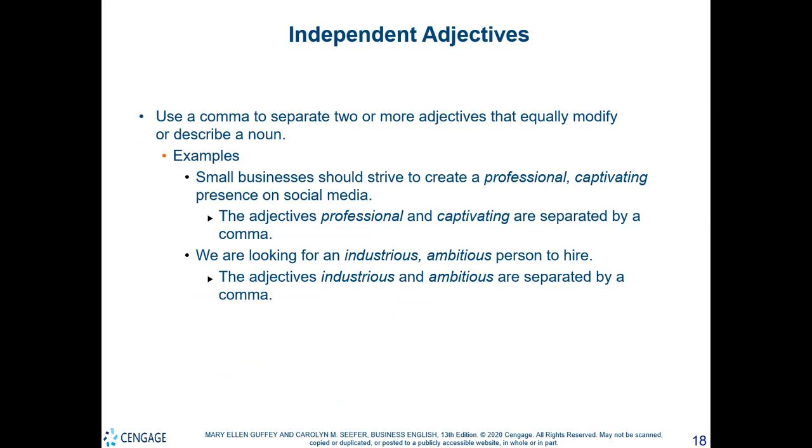Examples: Small businesses should strive to create a professional, captivating presence on social media. The adjectives professional and captivating are separated by a comma. We are looking for an industrious, ambitious person to hire. The adjectives industrious and ambitious are separated by a comma.